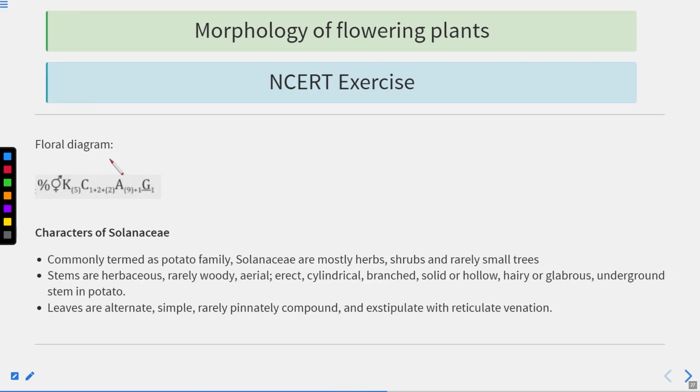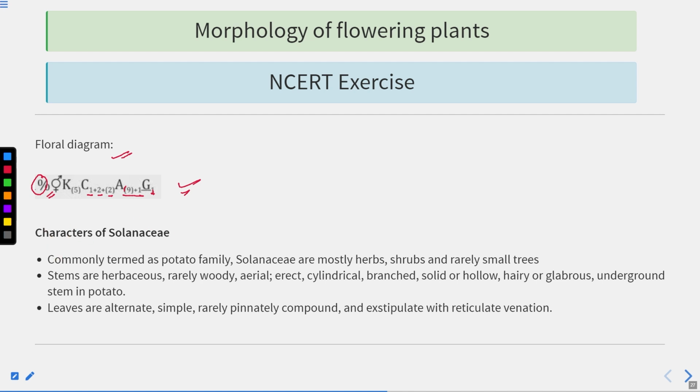If you see the floral diagram, it is a zygomorphic, bisexual flower. Calyx K, all the sepals are united together, so the 5 is written in brackets. Corolla: two are joined together to form the standard, then two are the wings and one is the keel. Androecium: 9 plus 1 arrangement, 9 in one group plus 1. Gynoecium is superior and 1 in number. So this is the floral diagram.